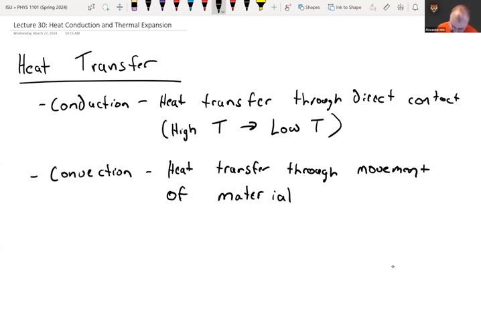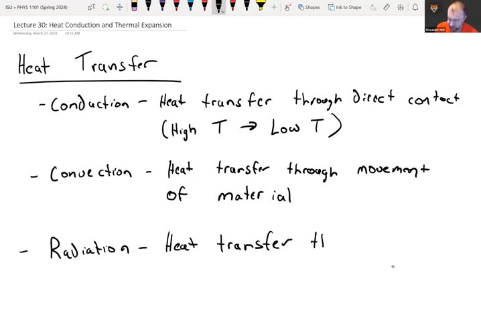Now, the third method of heat transfer is radiation. Basically, radiation is heat transfer through light. When the term radiation is used in physics, it generally just means light. There are a few contexts where we're talking about radioactive particles, where we don't necessarily just mean light. We're talking about the particle, but in general, the term radiation just refers to light.